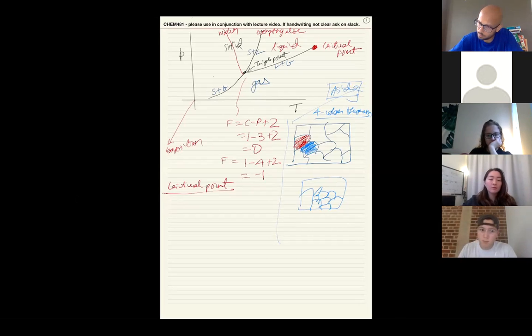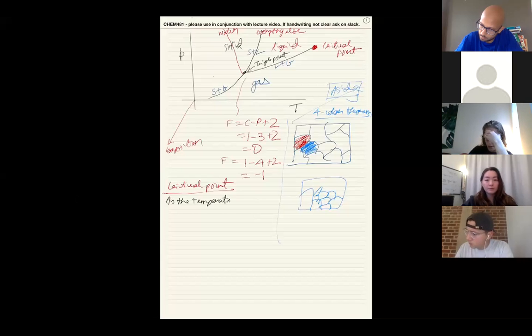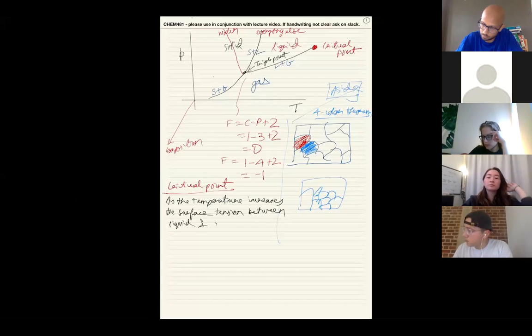So as the temperature increases, the surface tension between liquid and gas disappears, and they have the same density.